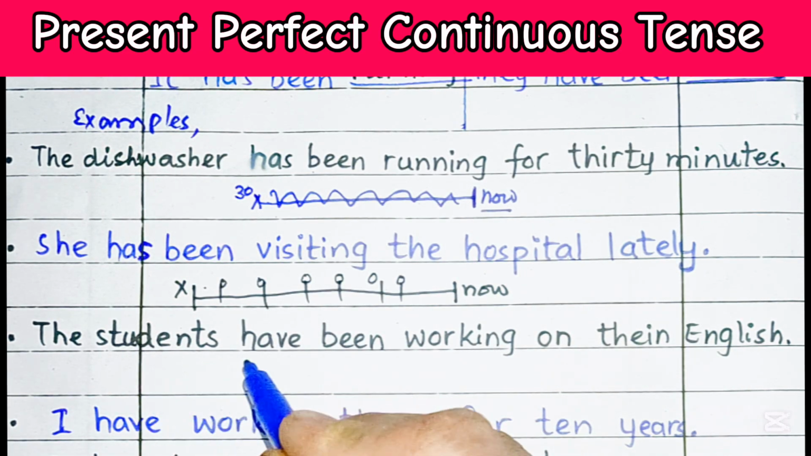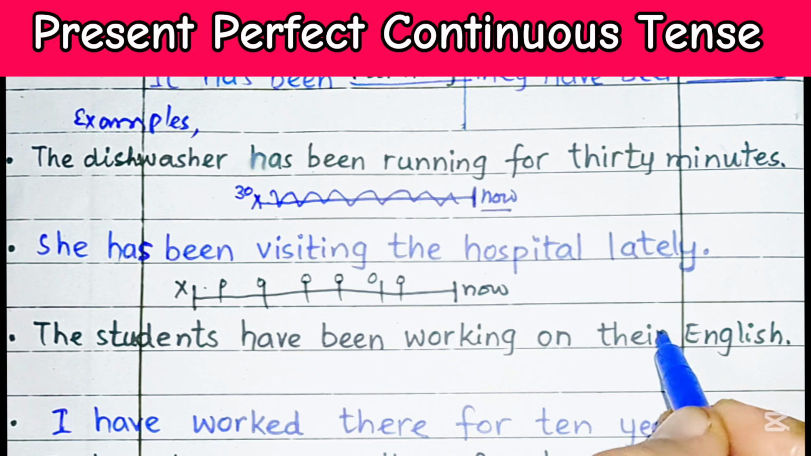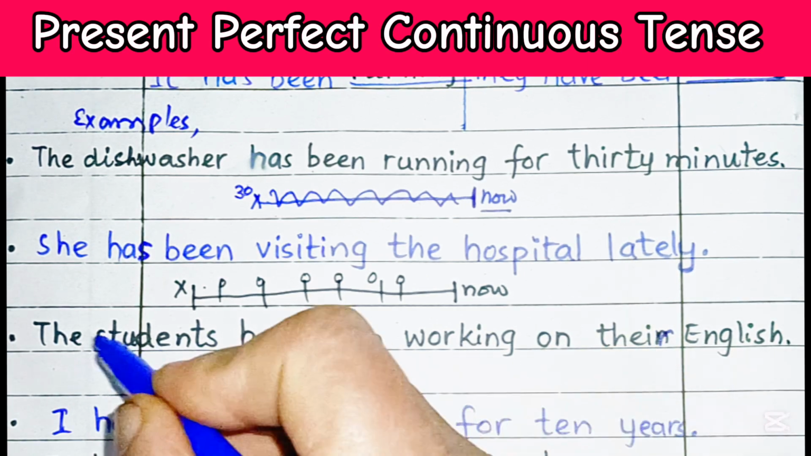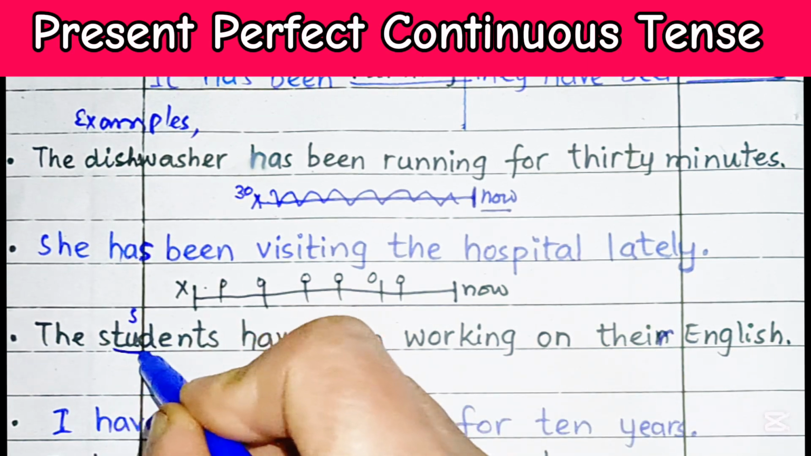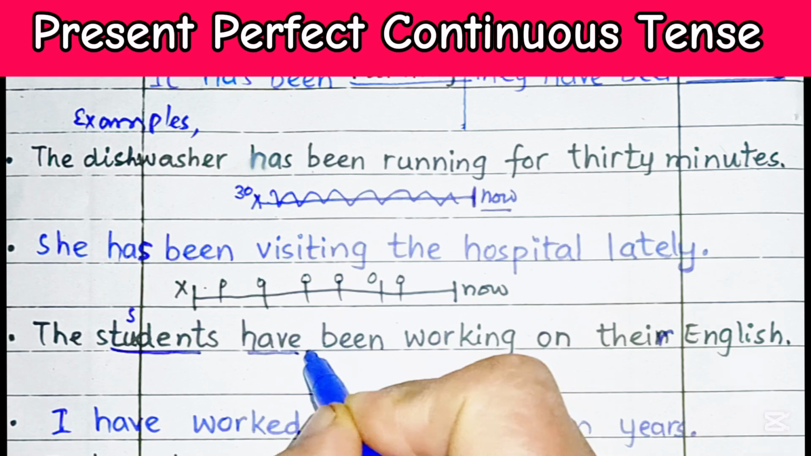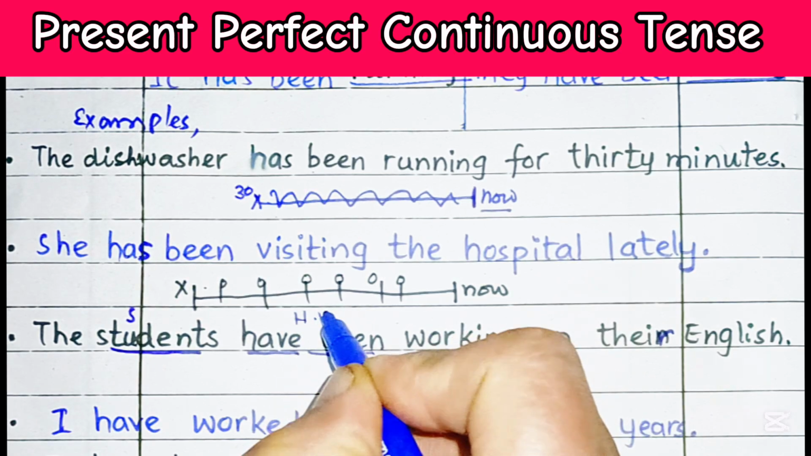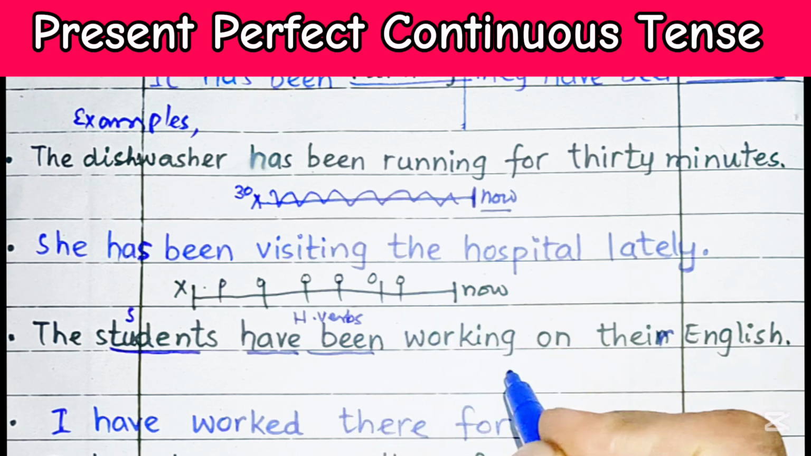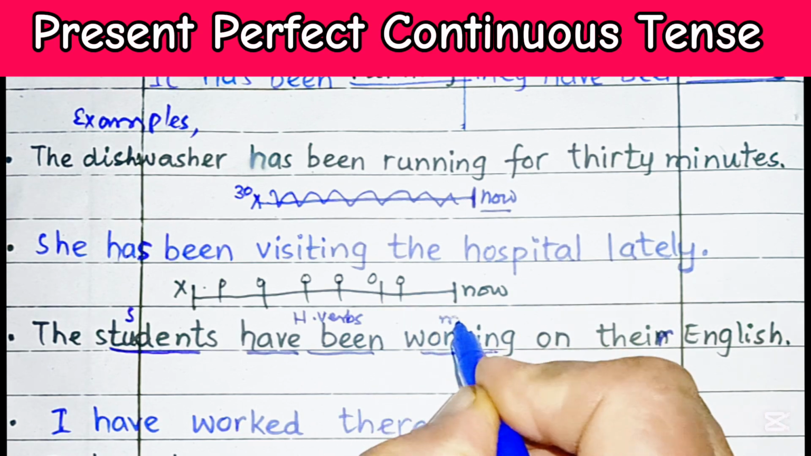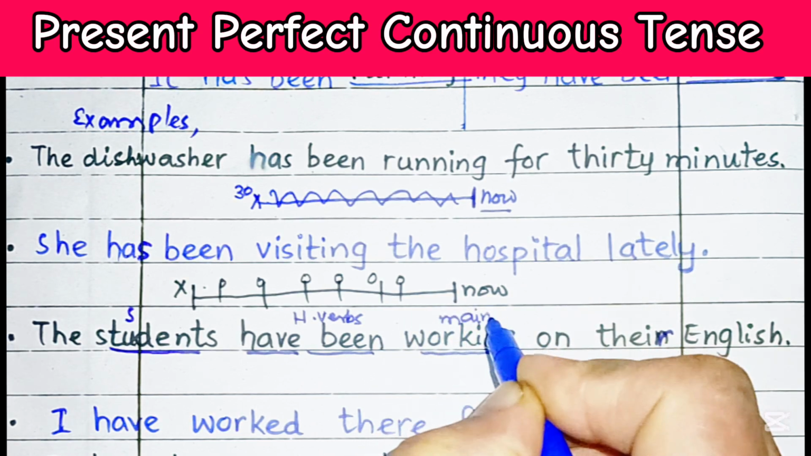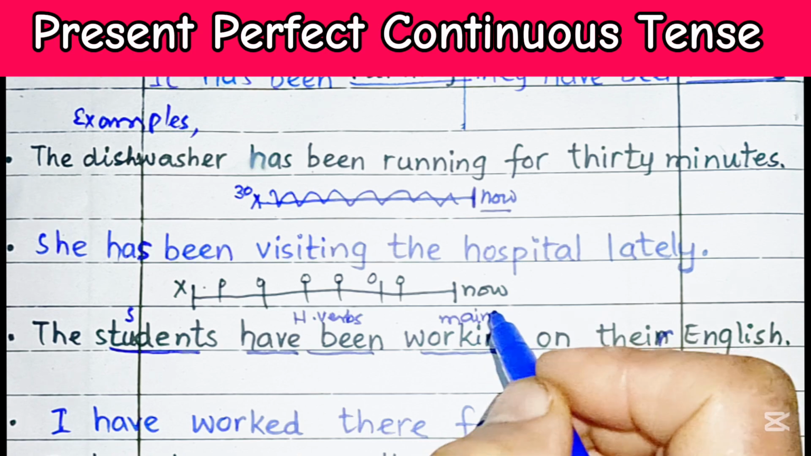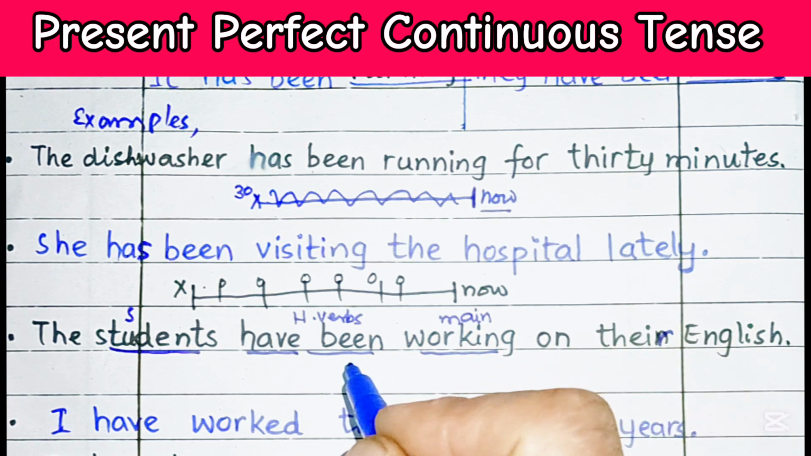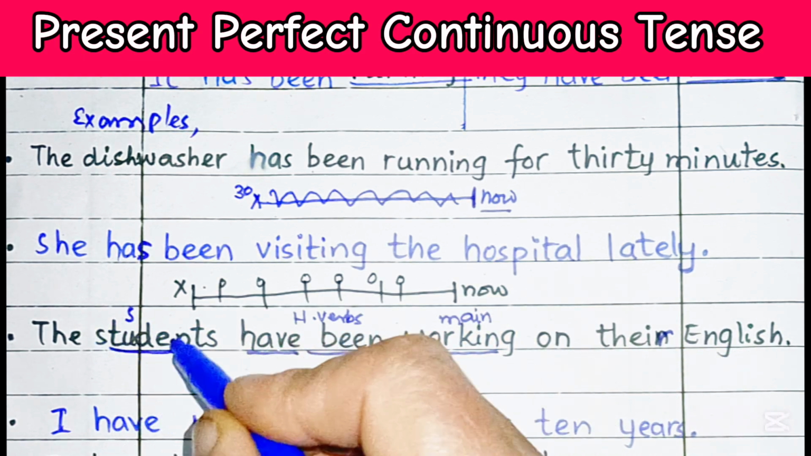The students have been working on their English. Over here, students is the subject, and have and been are helping verbs. We know this, these are helping verbs, and working is the main verb. This is the main verb, and this is the subject over here.